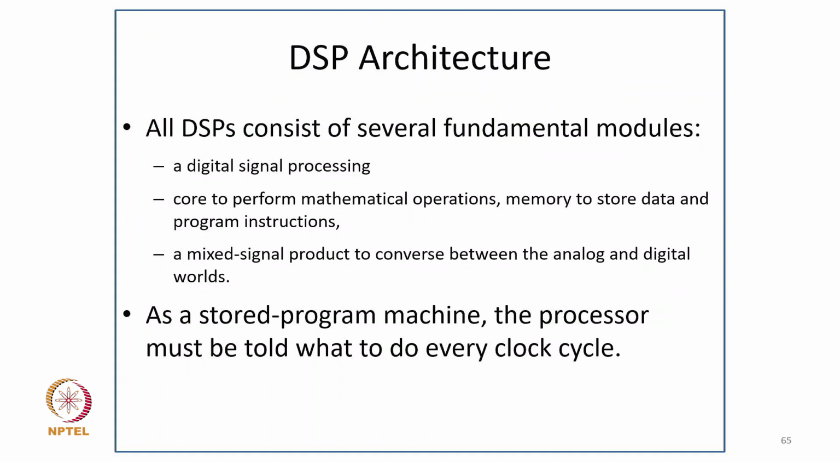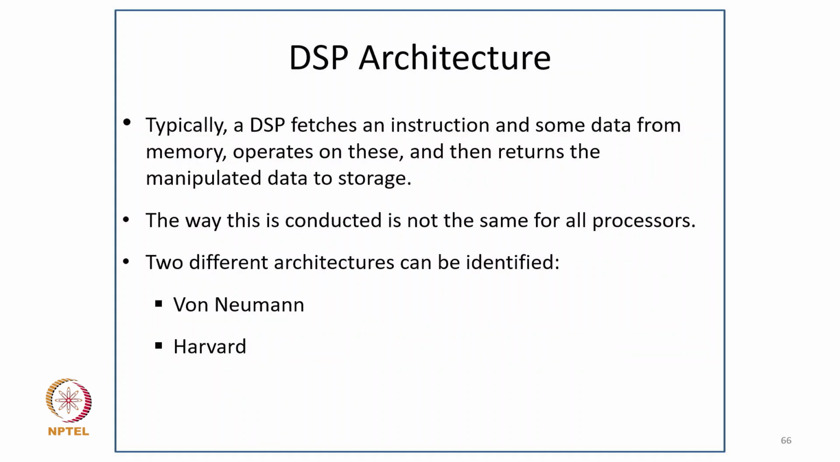Now coming to DSP architecture, all DSPs consist of several fundamental modules like a digital signal processing core to perform mathematical operations, memory to store data and program instructions, and a mixed signal interface to connect between the analog and digital worlds. As a stored program machine, the processor must be told what to do every clock cycle. So typically a DSP fetches an instruction and some data from the memory, operates on the data, and then returns the manipulated data to storage.